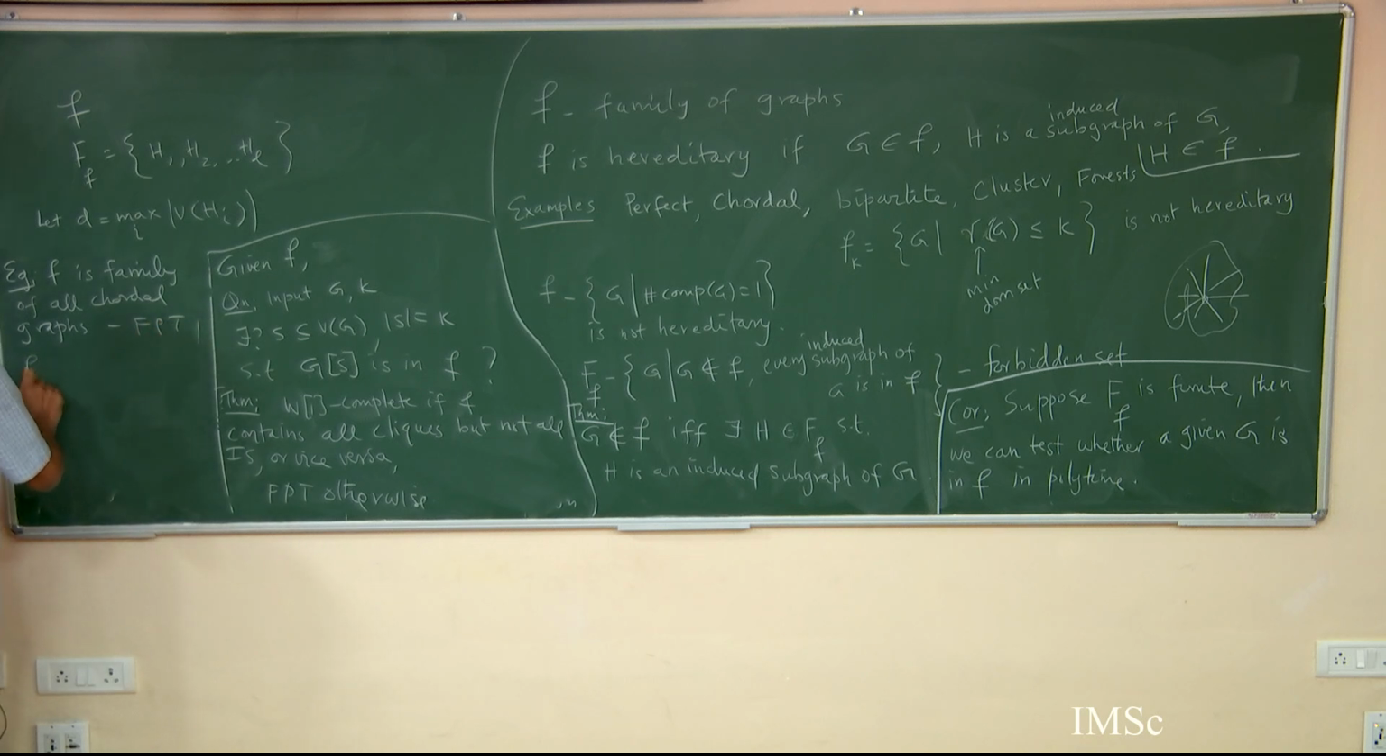But if I ask you, if F is the family of forests, then all independent sets are forests, but all cliques are not. Some cliques are forests, a clique on two vertices, one edge. So it includes all independent sets, but not all cliques. So it belongs here, so it is W[1]-hard.